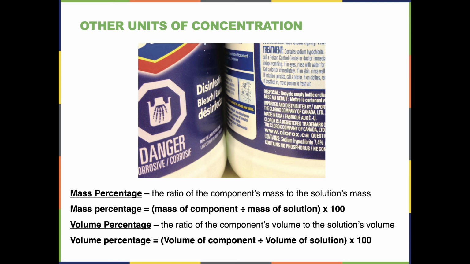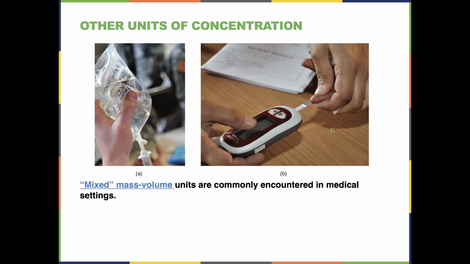Volume percentage is the same idea, except you use volumes. So it's the volume of whatever you're mixing together divided by the volume of solution times 100. Volume percentage is much less commonly used than mass percentage. Mixed mass volume units are usually encountered in medical situations. So sodium chloride is given as 0.9%, so that's 0.9 grams per 100 cc's of solution. That's what is meant by mixed mass volume.